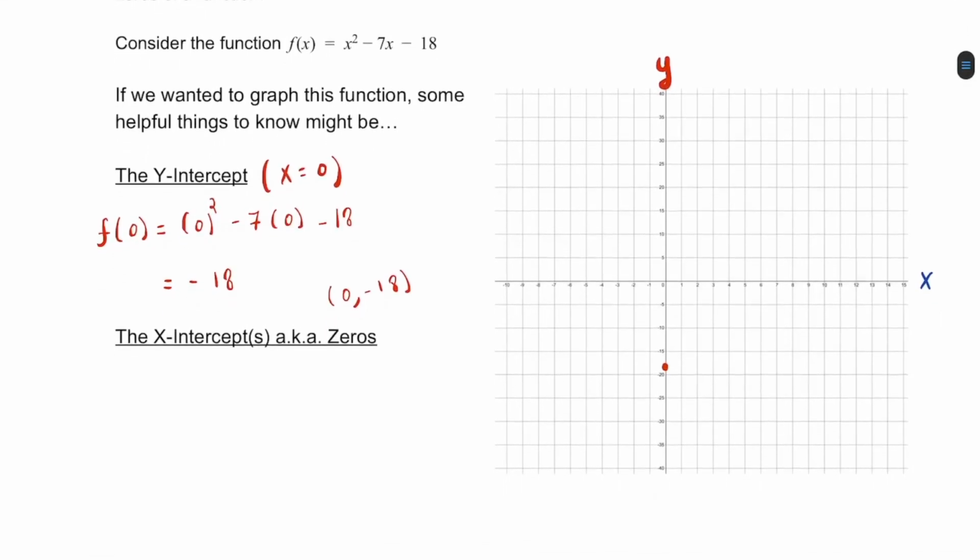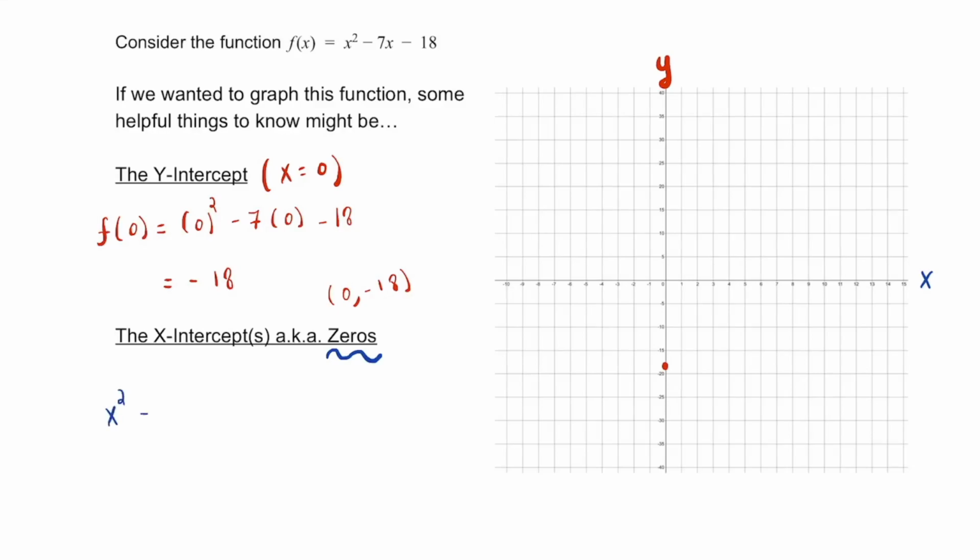Now, the x-intercepts are what we're going to be focusing on today. These are also known as the zeros, so that's a really important term here. They're known as the zeros because we want to know when does x squared minus 7x minus 18 equal 0? Because that will tell us when y equals 0, when we are along the x-axis, okay? Because that's where y equals 0.